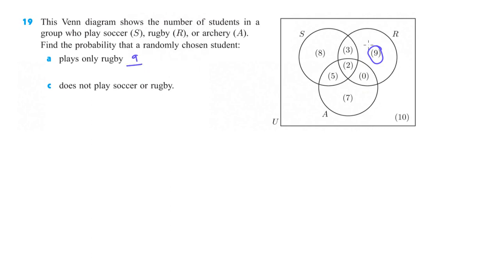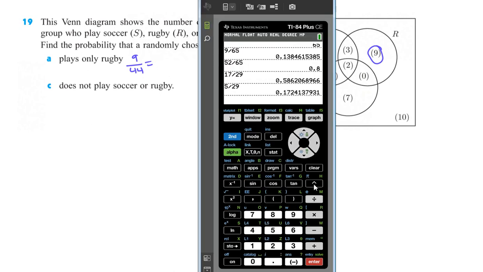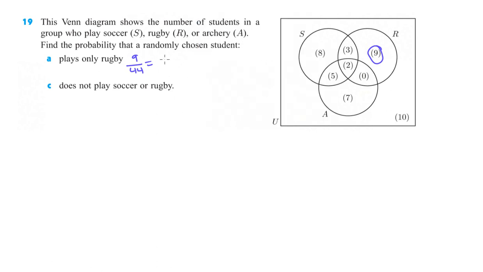Okay, so on this one here, we get 9 out of, and then we've got to find the total amount. So that's basically just adding those things all up. I'm going to do that really quick. Okay, add them all up. That's 44 total. Okay, so 9 out of 44 gives us 20.5% if we round it off.